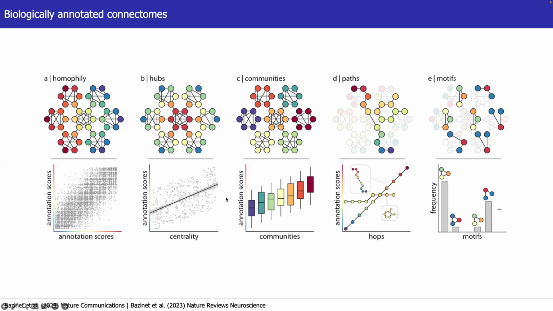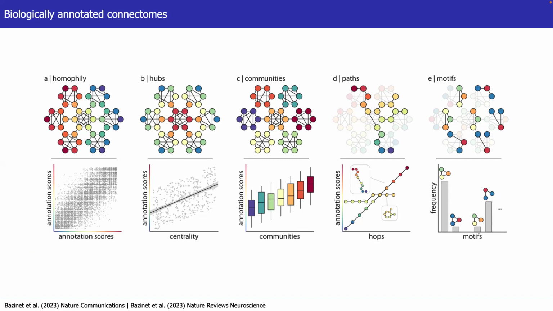So, questions about homophily. Are two areas that have similar biological annotations more likely to be connected with each other than expected? For instance, you can plot points for areas that are physically connected to one another, and then what we're plotting is their scores on this particular annotation that's drawn here. And the idea would be, are areas that have a similar laminar differentiation more likely to be connected with one another?